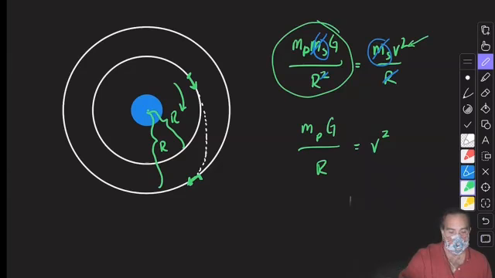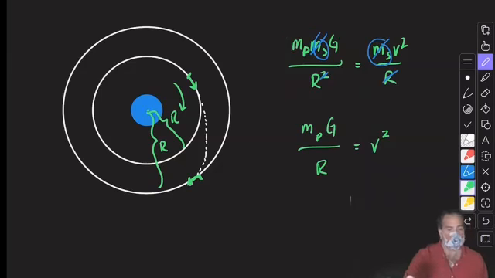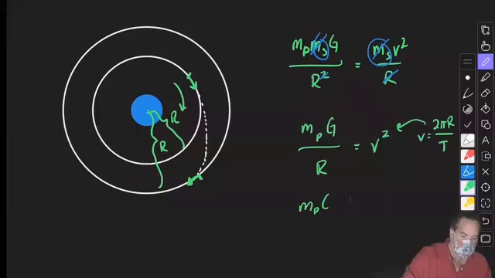Now, I want you to go one step further than that even, which was to be able to describe the time it takes to go around your orbit. That means replacing the velocity with the circumference divided by the period. So when I do that, I get this 4 pi r squared over t squared.